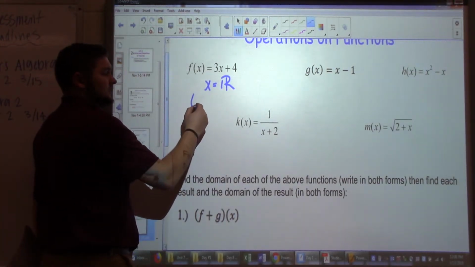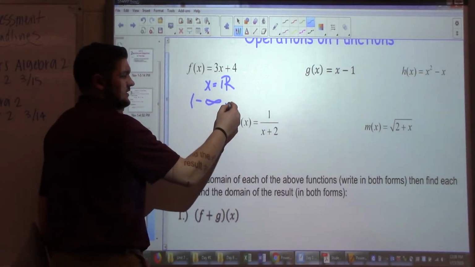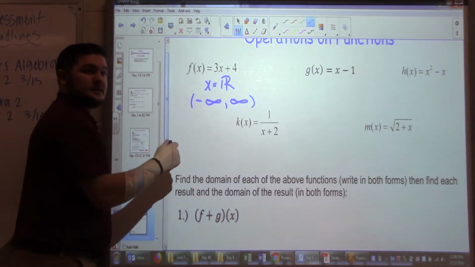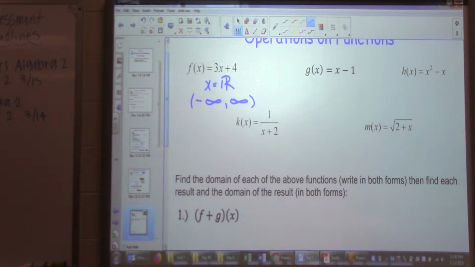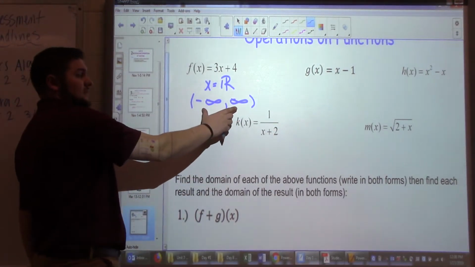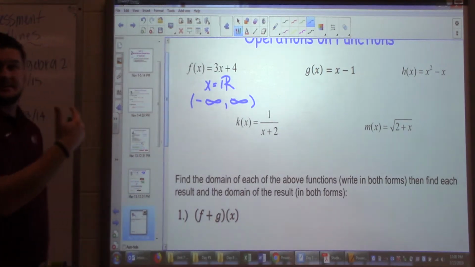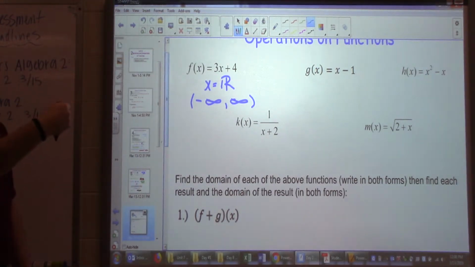For my interval notation, it'll be negative infinity to positive infinity. Because I have no numbers I have to skip over. I have no spots that x cannot equal. So my interval notation is every single number, negative infinity to positive infinity. Hey, do we ever put brackets around infinities? No. We can never include them because they're not actually a number.